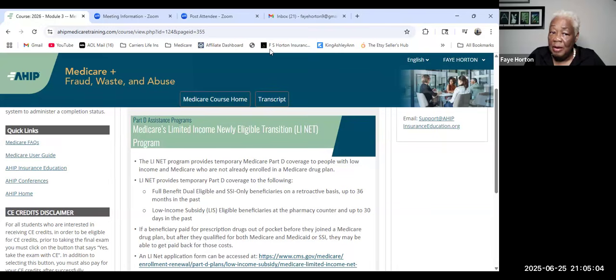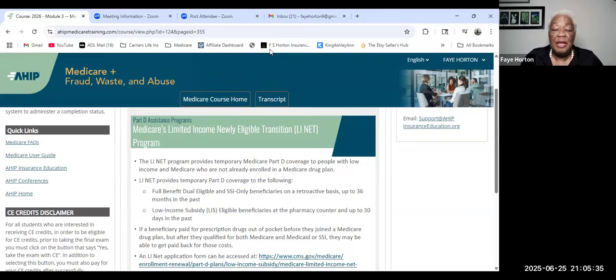LINET provides temporary Part D coverage to the following: full benefit dual eligibles and SSI only beneficiaries on a retroactive basis up to 36 months in the past. It also offers temporary coverage to low-income subsidy eligible beneficiaries at the pharmacy counter and up to 30 days in the past.